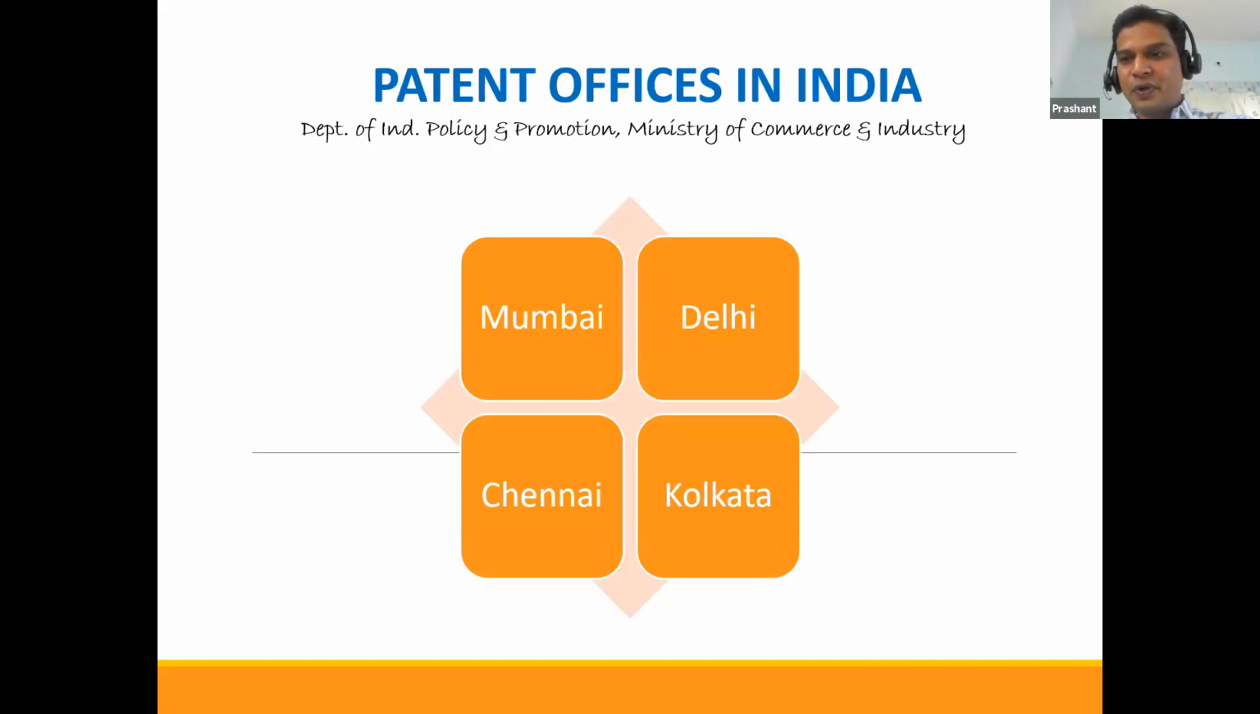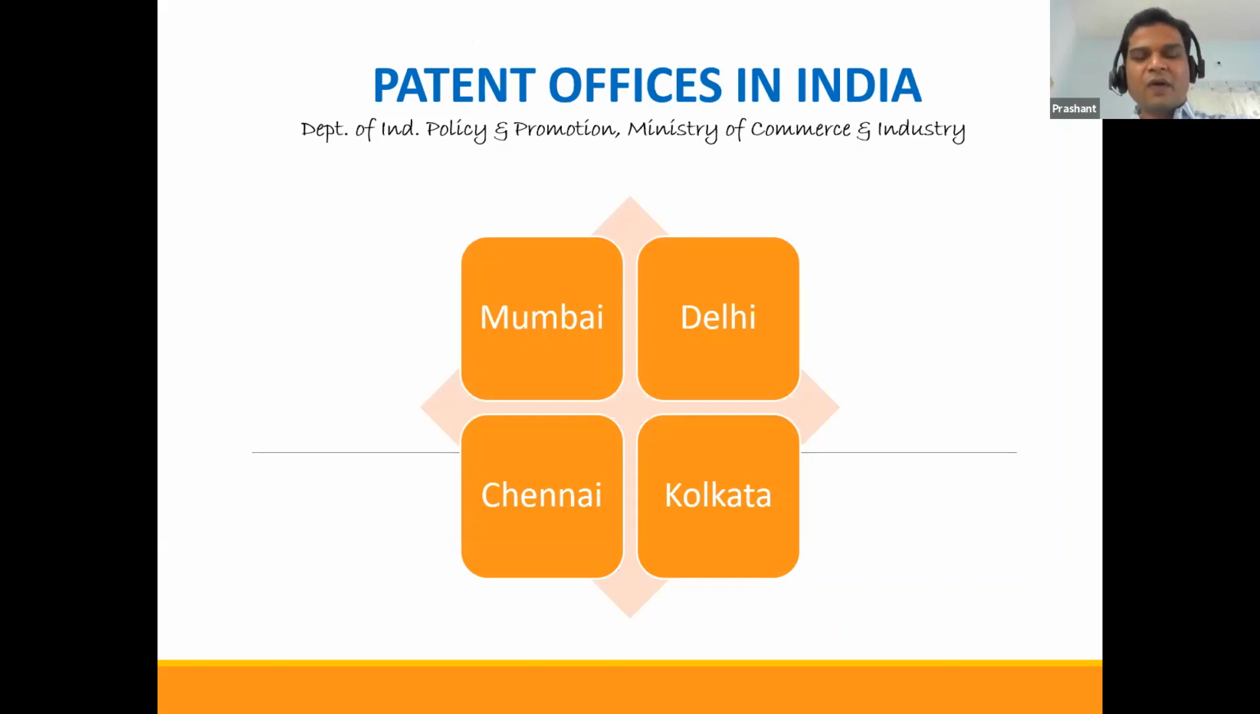Okay, this is important. You should be aware of where we have patent offices. We have Mumbai, Delhi, Chennai, Kolkata. Earlier only physical filing mode was available, but right now we can file online, and it's a quick procedure, and you can get a patent application number in 2 or 3 hours by filling all the forms.